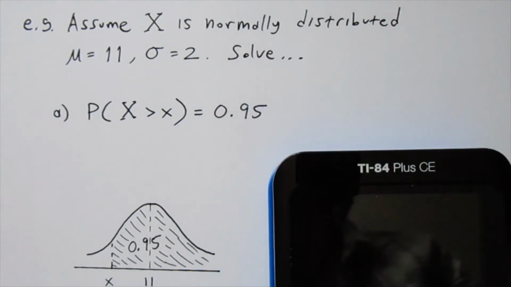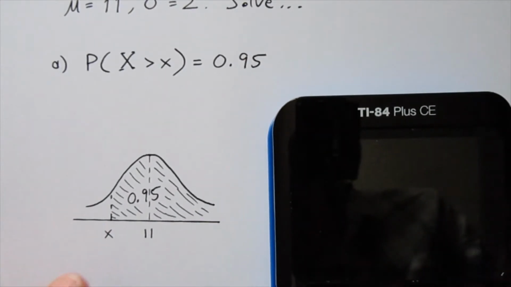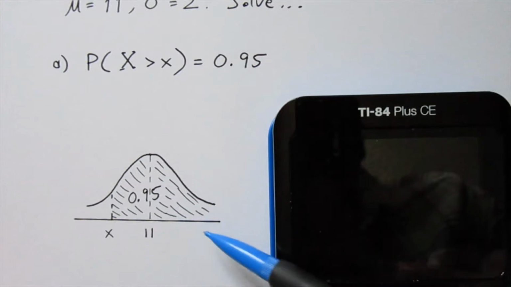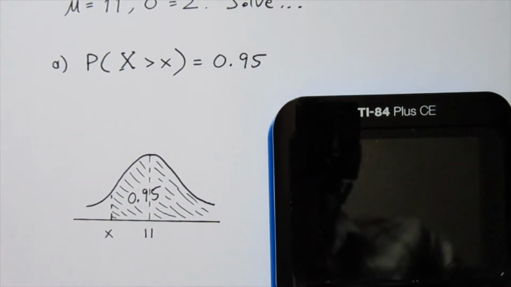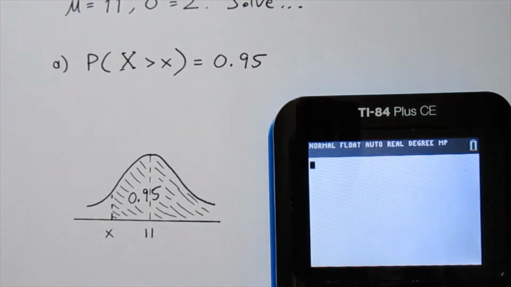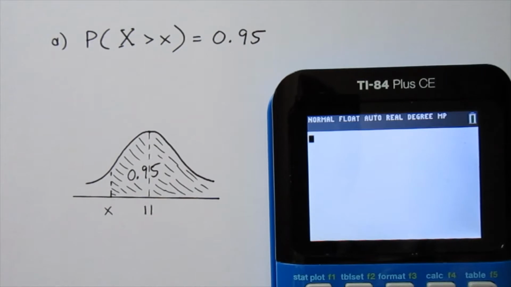That's 95%, I'll say. Okay, so here's a picture of what we have here. I want to find little x such that the area under the curve to the right of that is 95%, you see? So how do I do that using my calculator? I think you see my reflection here on the screen of the calculator. Okay, when I turn it on, you won't see my reflection. Okay, so how do I do that?